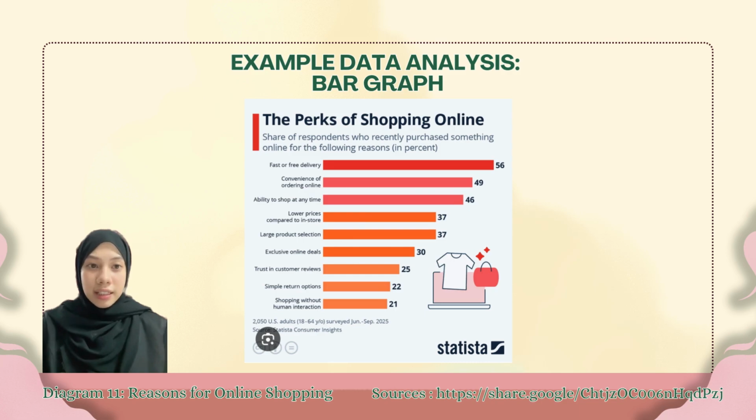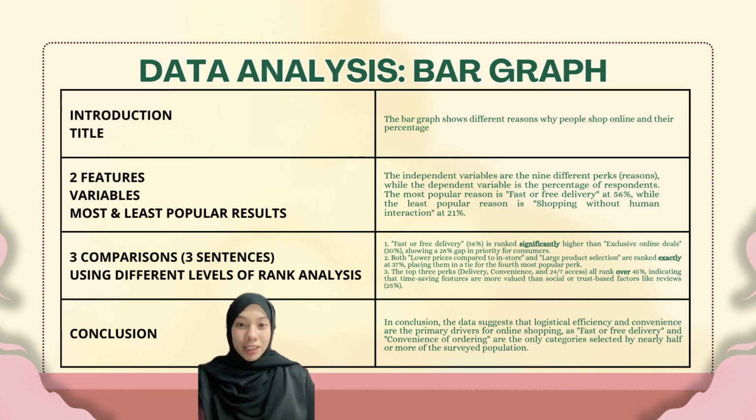Finally, the desire to avoid human interaction at 21% is a great deal lower than the leading factor of delivery speed. In summary, shoppers drastically prefer convenience and logistics over price or social factors. So, as you can see, this is my data analysis on the bar graph. The bar graph shows different reasons why people shop online and their percentage.